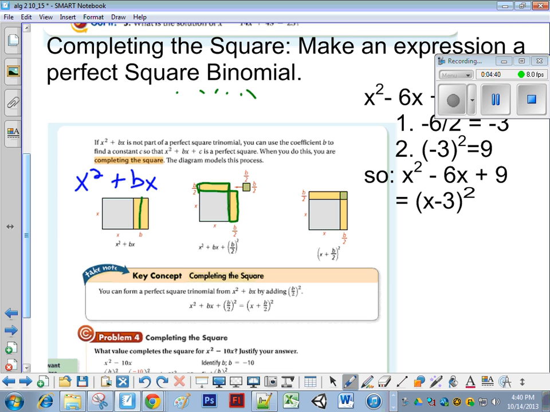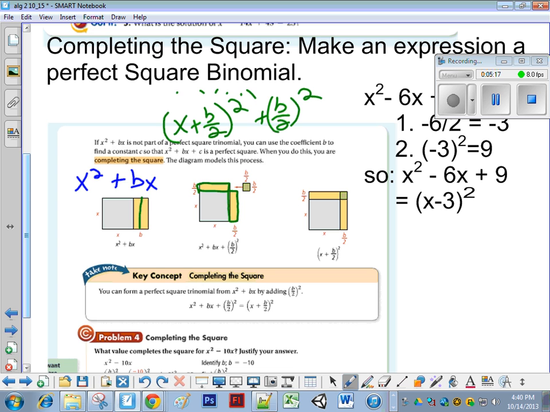Okay, x plus b over 2 times itself, or squared. Next thing we want to do is go ahead and look for something else on this. So this shows it adding this little b at the end. So I'm going to add this little piece to it, b over 2 squared.